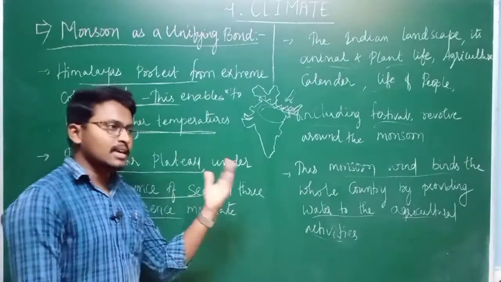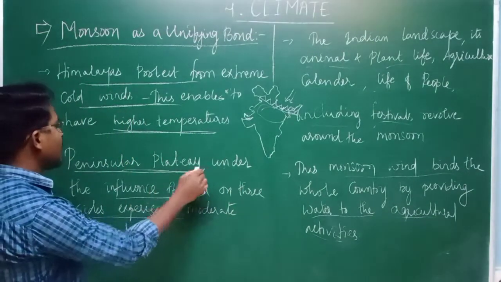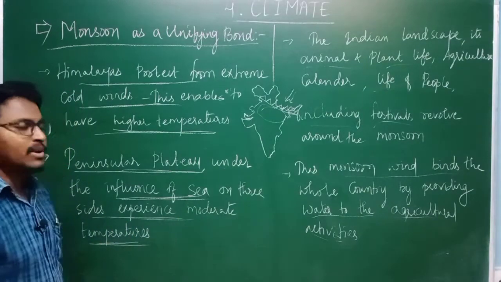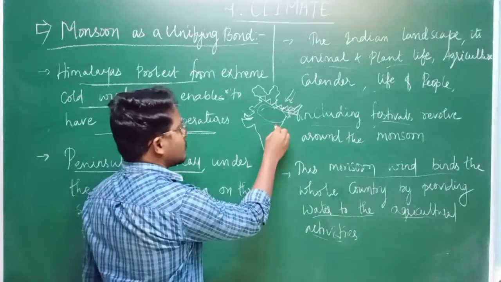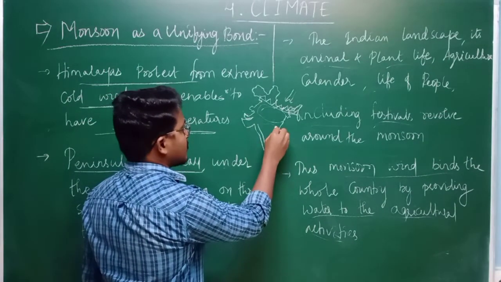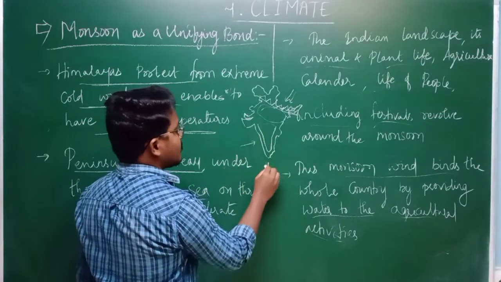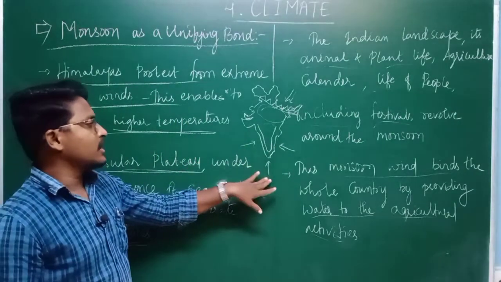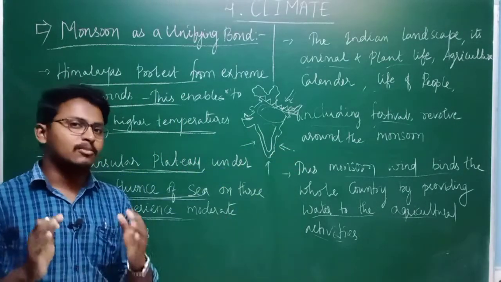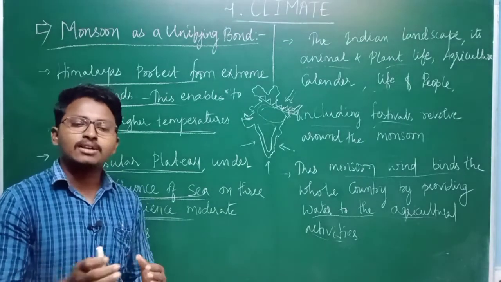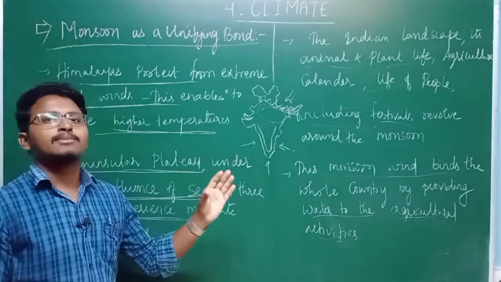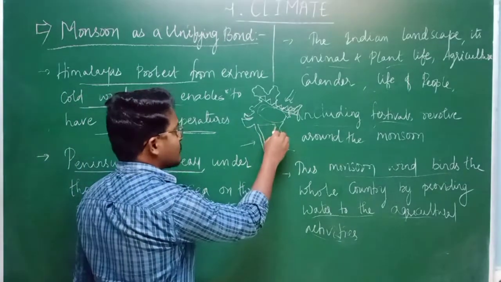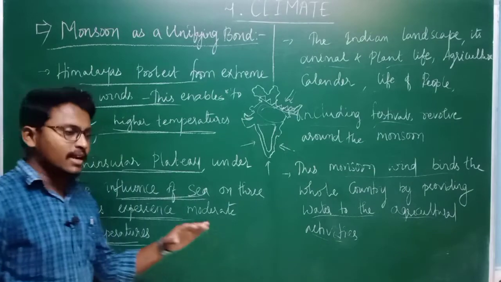That is one thing. Then the next thing is the peninsular plateau, under the influence of sea on three sides, experiences moderate temperatures. You can see the peninsular plateau which is located in this particular region. So it has an effect from three sides with the water: the Arabian Sea, the Indian Ocean, as well as the Bay of Bengal. So because of this, if any landmass is surrounded with water, it will experience moderate temperatures. So because of this, the peninsular plateau region will experience moderate temperatures.